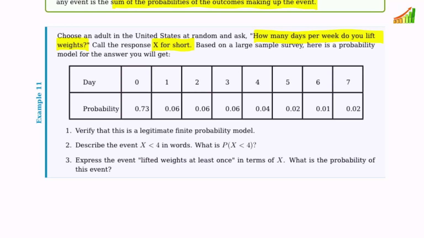And this is countable. Then how do we write the probabilities? According to the experiment, we write the probabilities here. Probability X equals 1 is 0.06. Probability X equals 4 is 0.04. And similarly, you see all the probabilities. The summation of these probabilities is 1. Therefore, we can say this is a legitimate probability model.